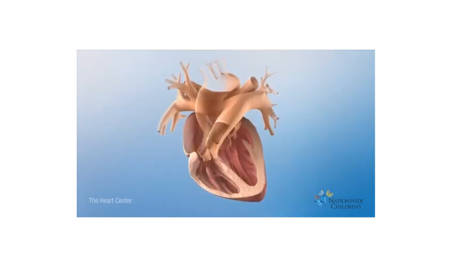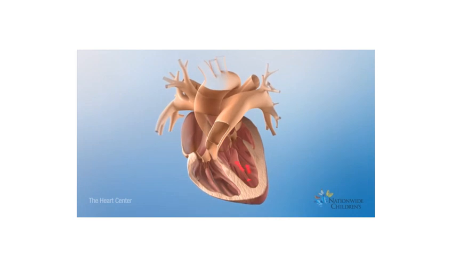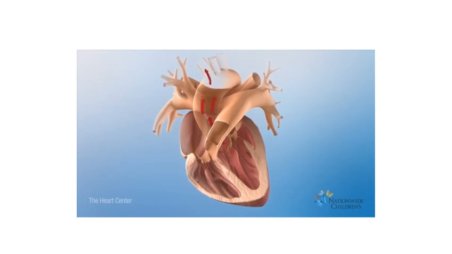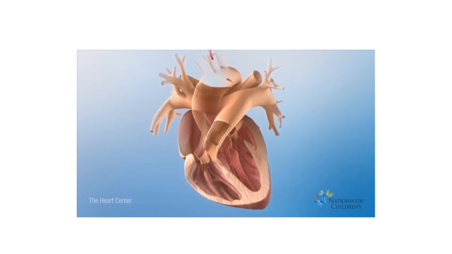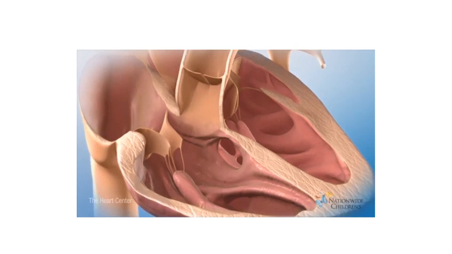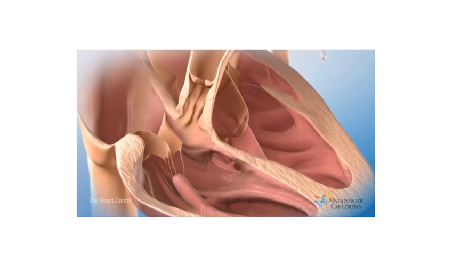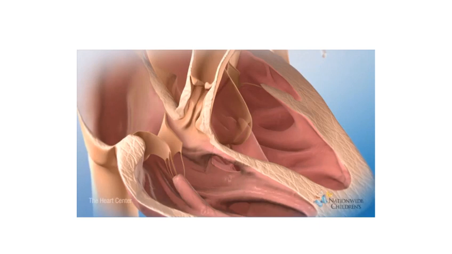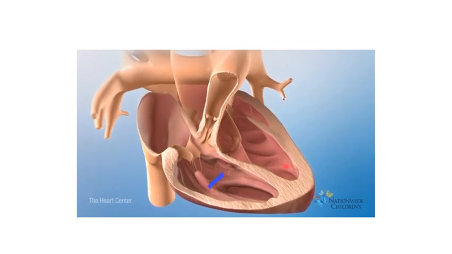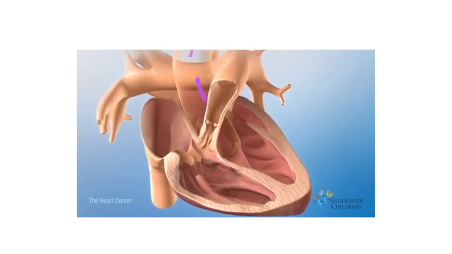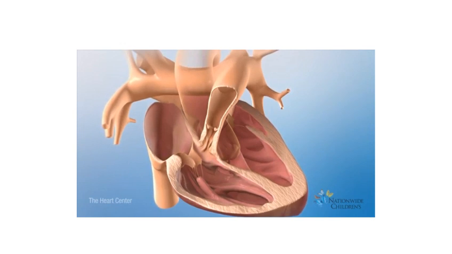Normally, the aorta attaches to the left ventricle, which pumps oxygen-rich blood through it. In an overriding aorta, the aorta has moved forward directly over the hole between the ventricles. This allows oxygen-poor blood from the right ventricle to flow into the aorta.